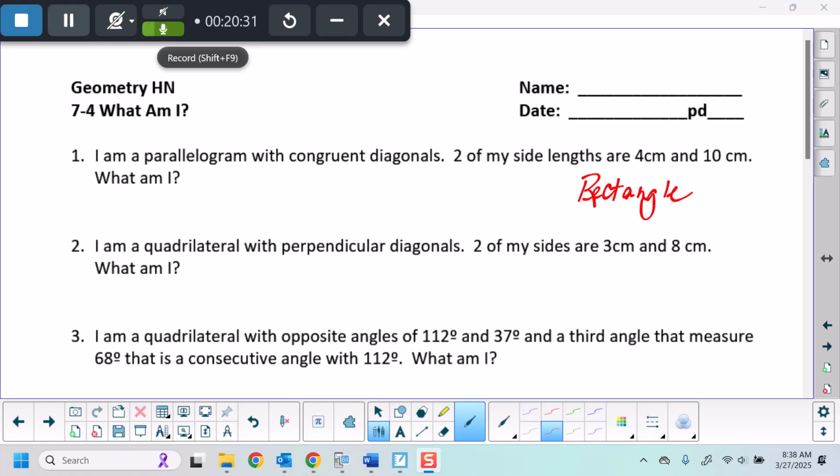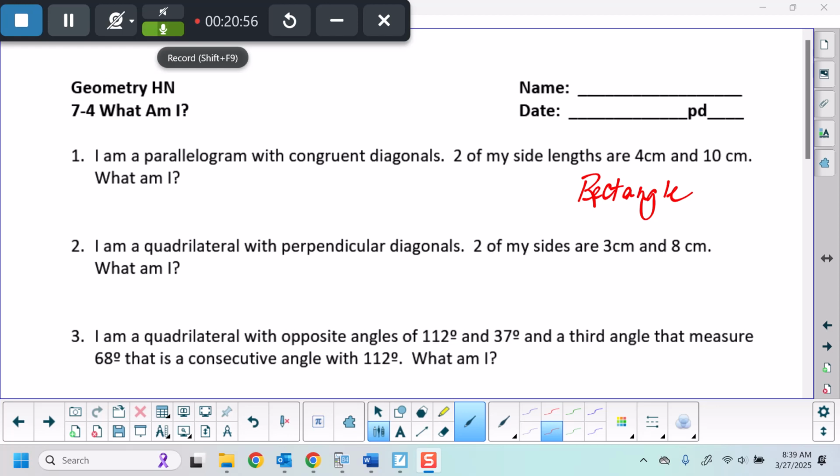How come this first one cannot be an isosceles trapezoid? Doesn't an isosceles trapezoid have congruent diagonals? It can have sides of 4 centimeters and 10 centimeters, if the 4 centimeters are like this, right? It's because it's a parallelogram. Yeah, it says I'm a parallelogram. Trapezoids are out of the picture.